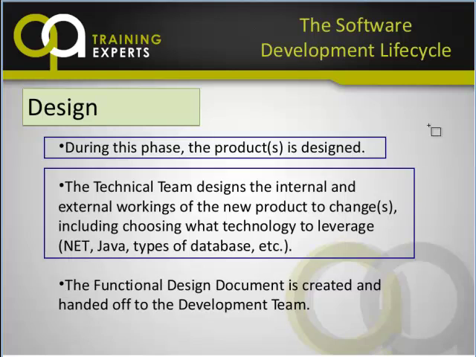Let's read this next bullet. The technical team designs the internal and external workings of the new product to changes, including choosing what technology to leverage. Okay, so they're basically sitting down, and they're going to decide how the software is going to look, and how it is going to work internally. How is it going to look externally to the user?